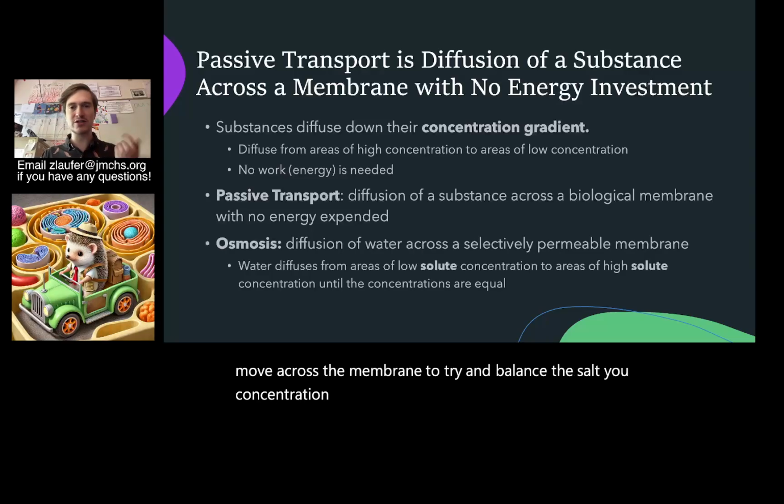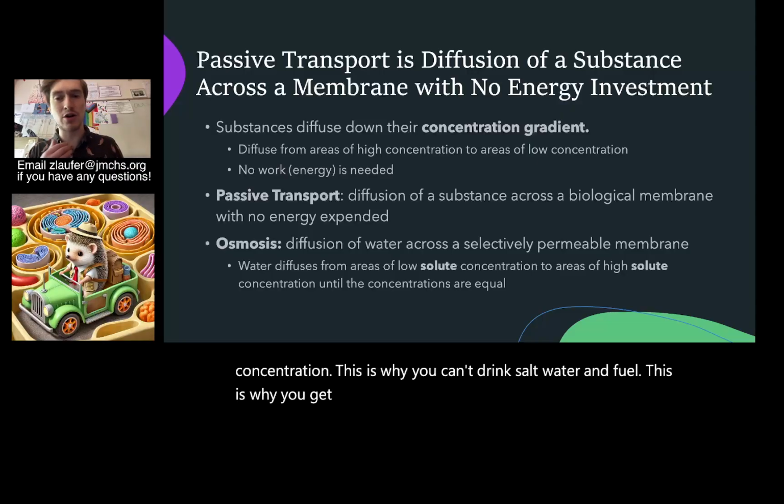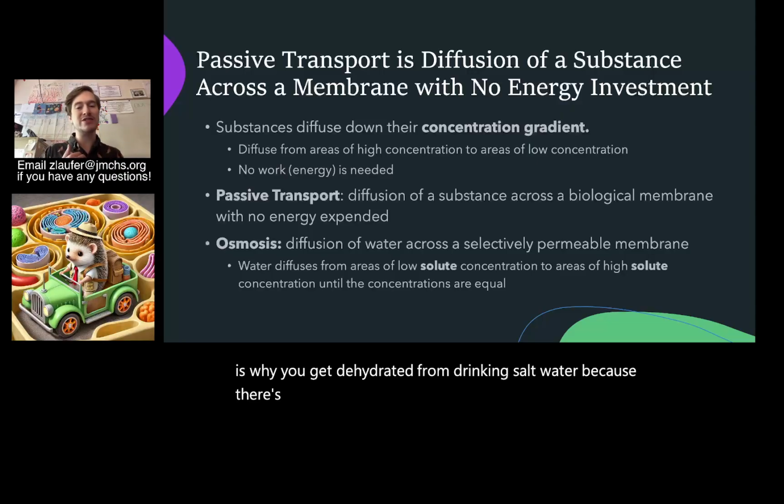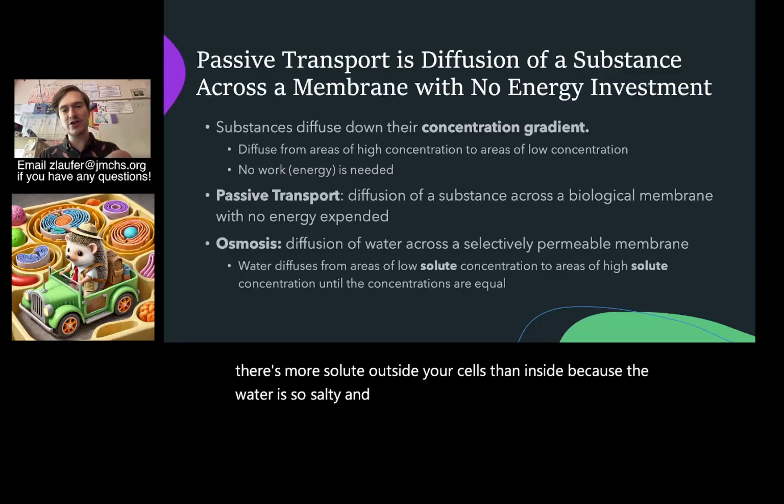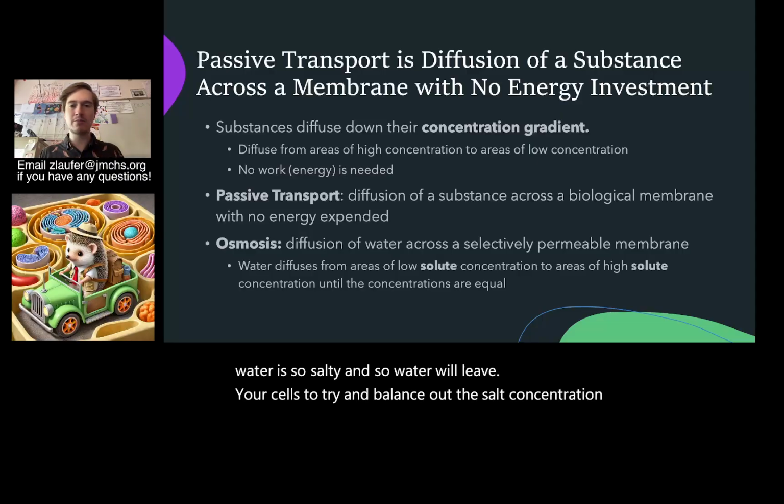This is why you get dehydrated from drinking salt water, because there's more solute outside your cells than inside, because the water is so salty. And so water will leave your cells to try and balance out the salt concentration outside, causing you to become more dehydrated.